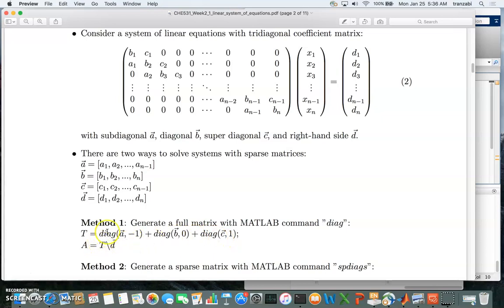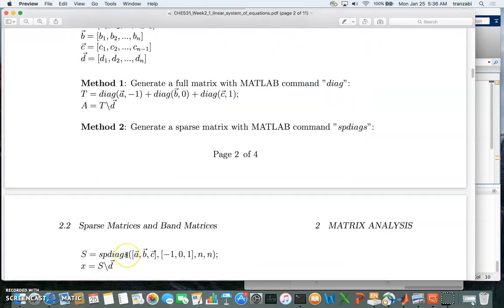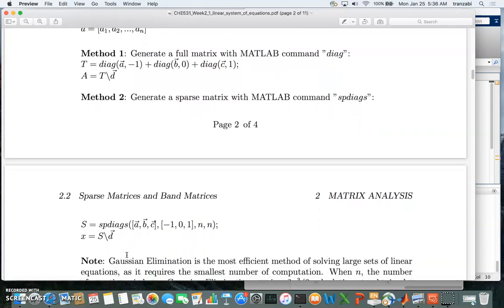You can go ahead and use the backslash operator to solve for the solution. It's just T backslash D. So this was a function to create a diagonal matrix.